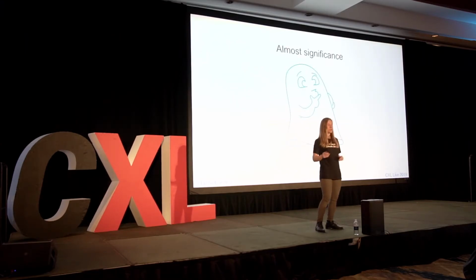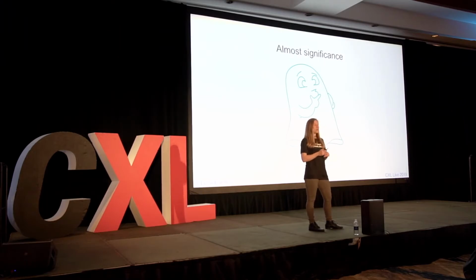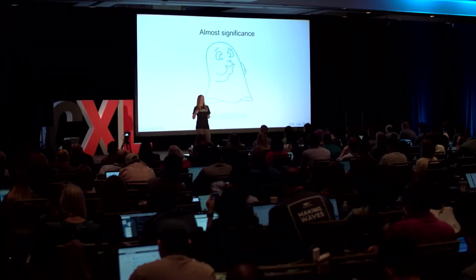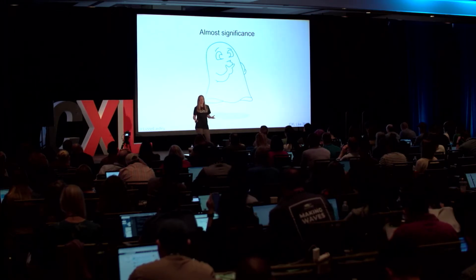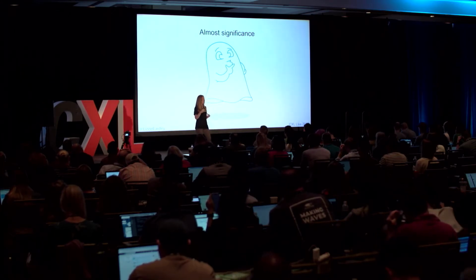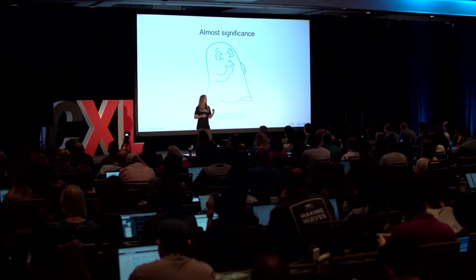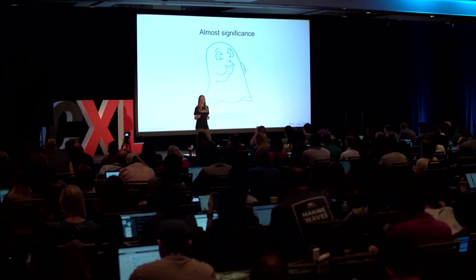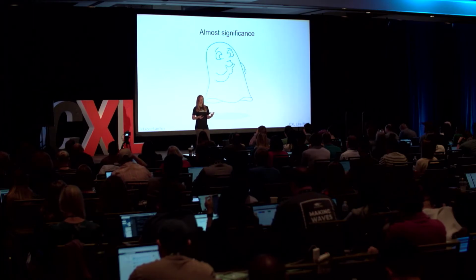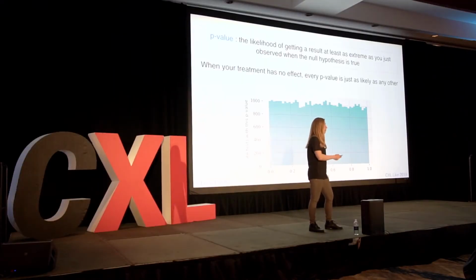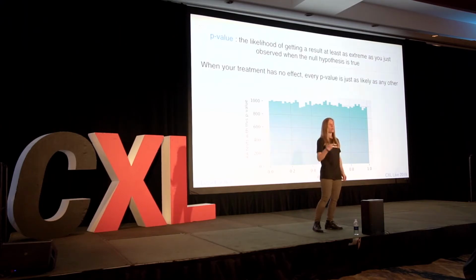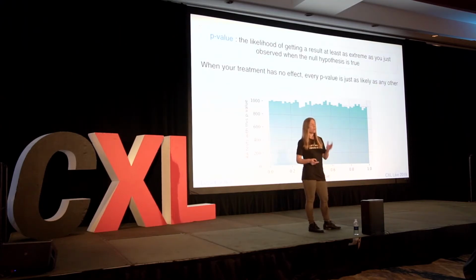Right, and then the last ghost. So this is something that drives me pretty crazy, because I hear it all the time. And this ghost is, I guess, the ghost of temptation. People often want to believe what they're hoping for, and you want to see what you were hoping for. But that's not how statistics works. So remember we saw this plot before, and we said that every p-value is just as likely as any other when there's no true impact.